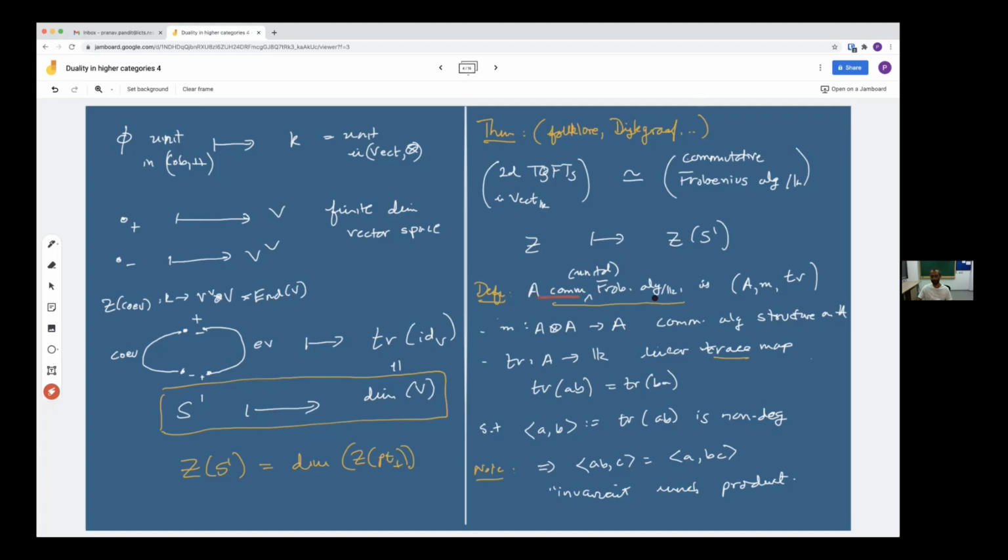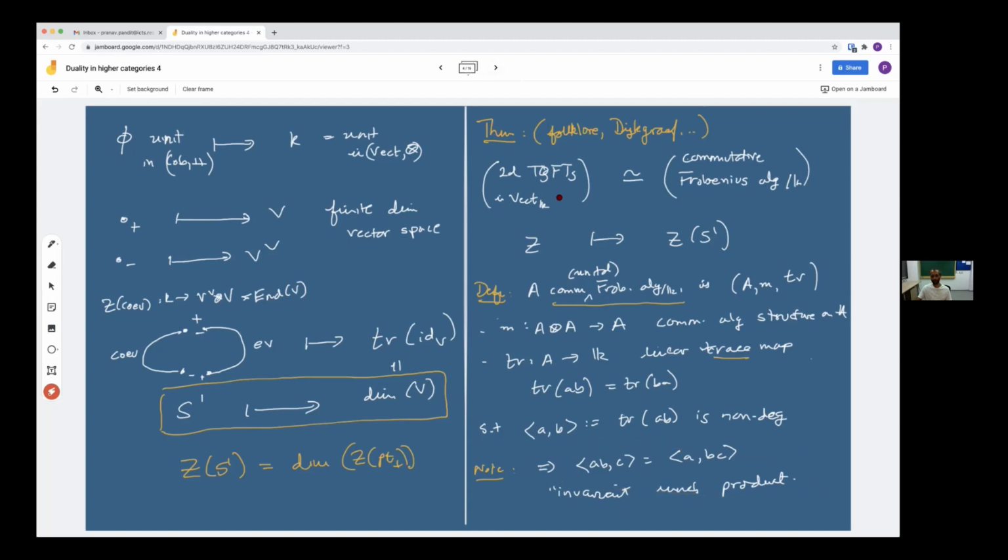So first, let me define what a commutative Frobenius algebra is. A commutative Frobenius algebra is a commutative algebra structure on A, given by multiplication M, and a trace map from A to K, which is a linear map, and saying that it's a trace map means that it satisfies trace of AB is trace of BA. And it should have the property that this induced bilinear pairing, the pairing of A, B defined to be trace of A times B, is non-degenerate. Okay. And observe that the cyclicity of the trace implies that the inner product of AB, C is the inner product of A with BC. That follows from this.